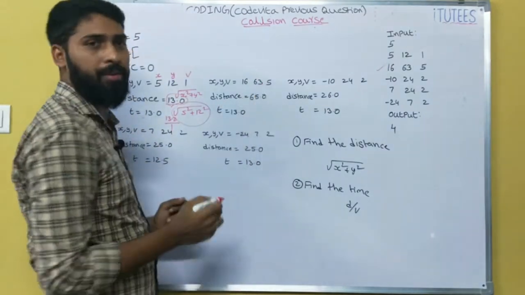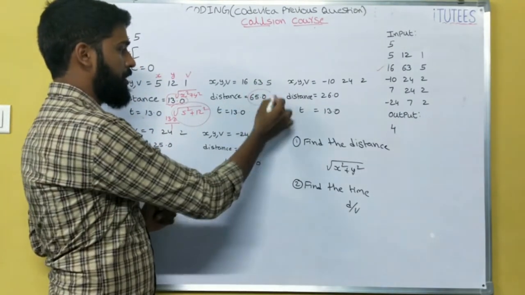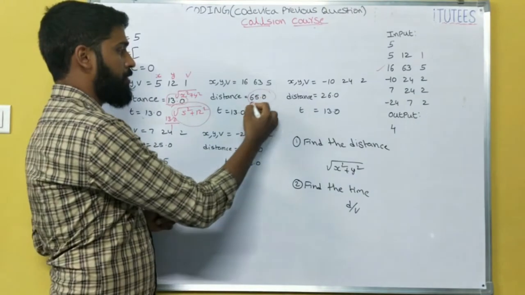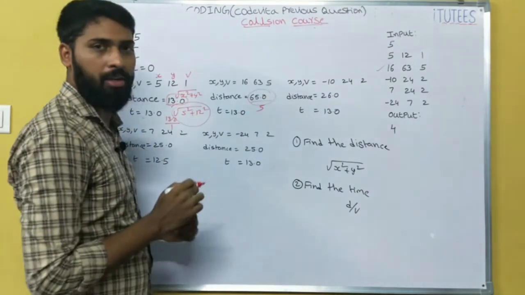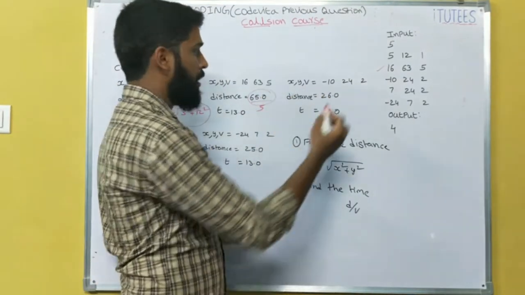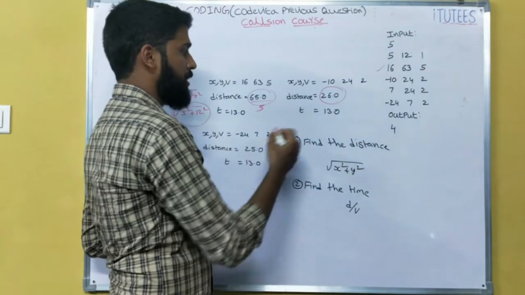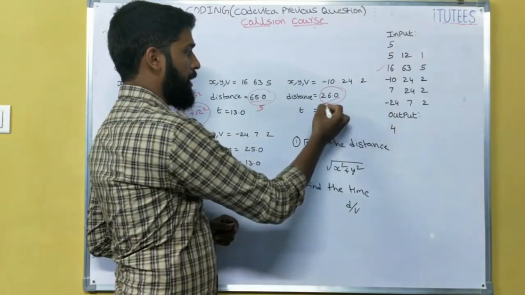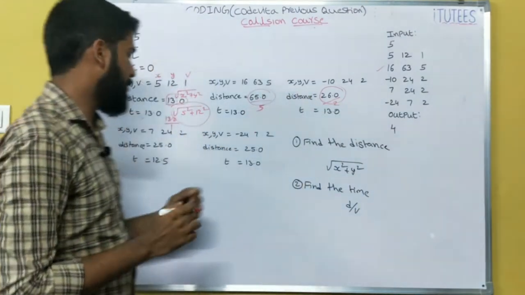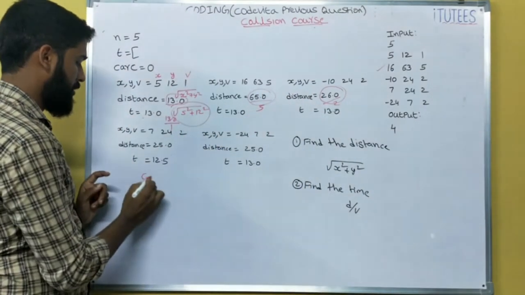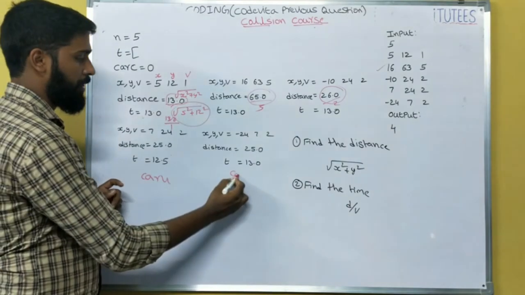Similar for the second car: 16, 63, 5. So distance 65. So time equals 65 by 5, 13. For the third car, minus 10, 24, 2. Minus 10, 24, we find the distance. T by 2 means T is 13.0. Similarly for car 4, car 5.